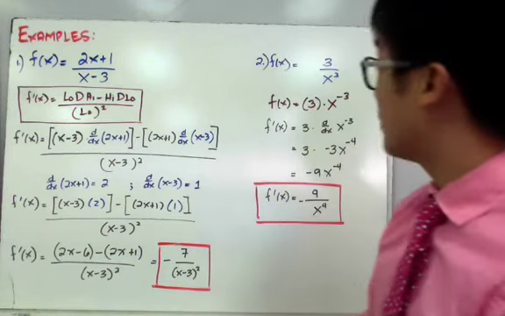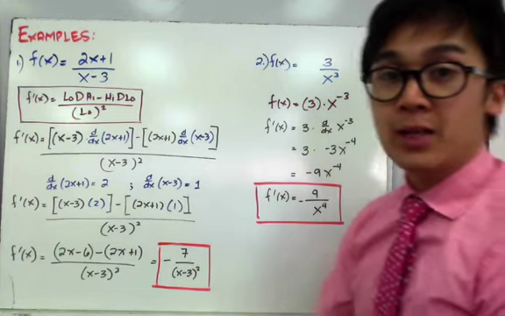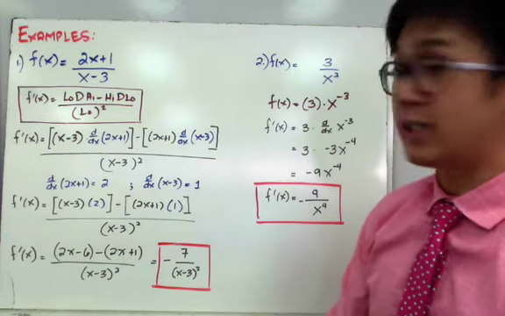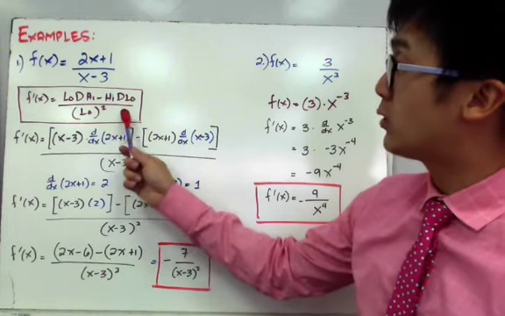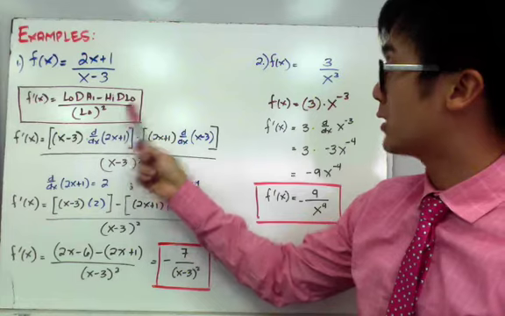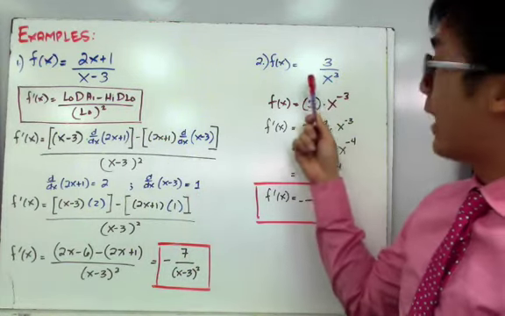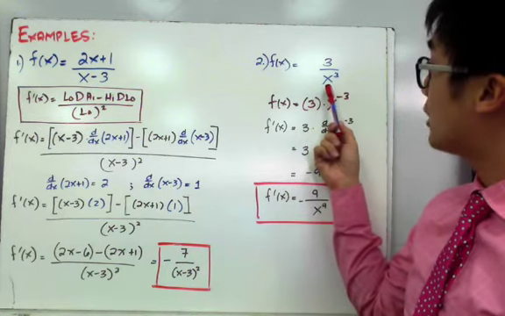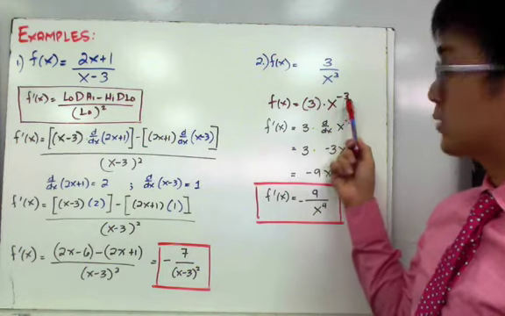Now for problem number 2, we have another rational function, which is 3 all over x cubed. Now I'm going to introduce you to another strategy in finding the derivative of a rational function. Sometimes you don't need to use this formula in finding the derivative of a rational function. Since your denominator is just one term, every time you have a one-term denominator, what you can do is just change your denominator into a negative exponent, giving you 3 times x to the negative 3.